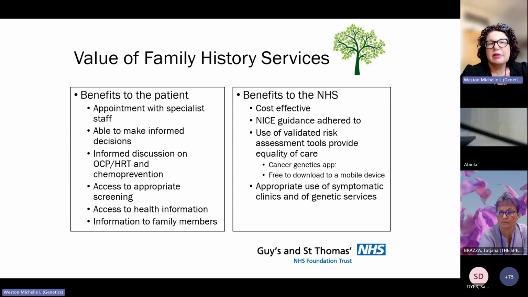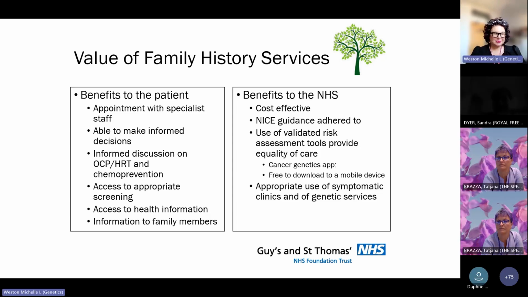And then there are the benefits to the NHS: it is cost effective. Genetics appointments are really expensive. And also if somebody goes to a breast unit for a family history assessment, they don't need to be seen there. They can be seen by us. We're also adhering to NICE guidance. We use validated tools. So as I say, we use the genome app, and there's information later for that. And then it's, as I say, appropriate use of the services. So that's my part finished.